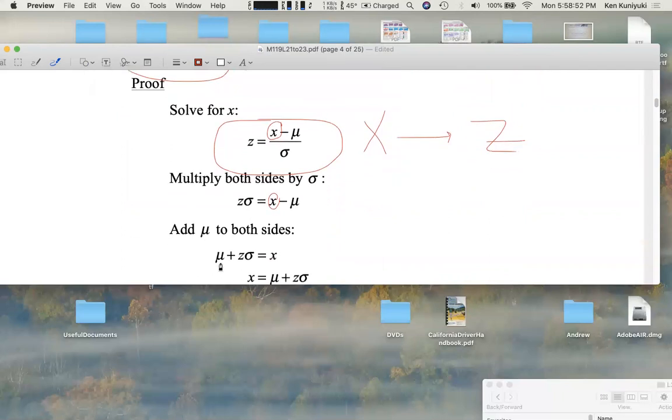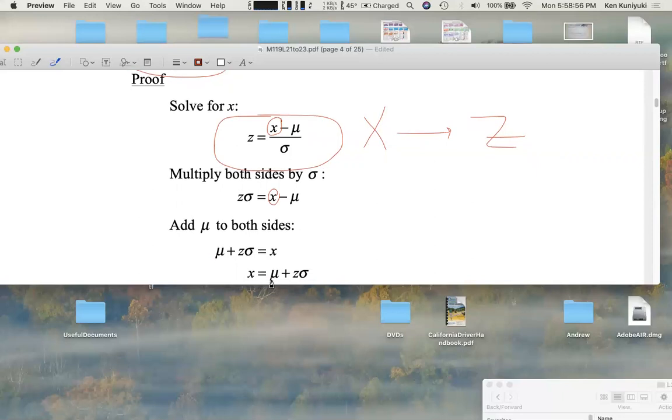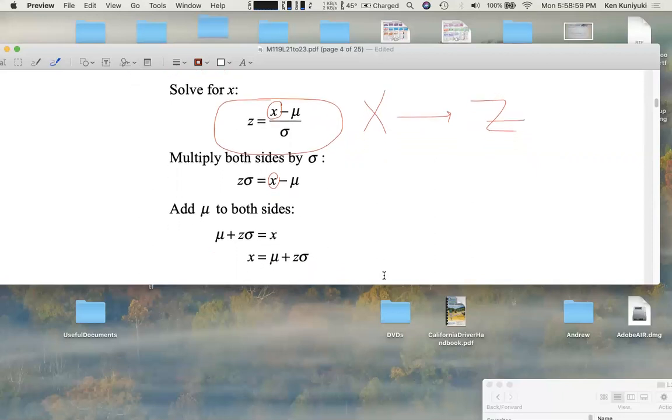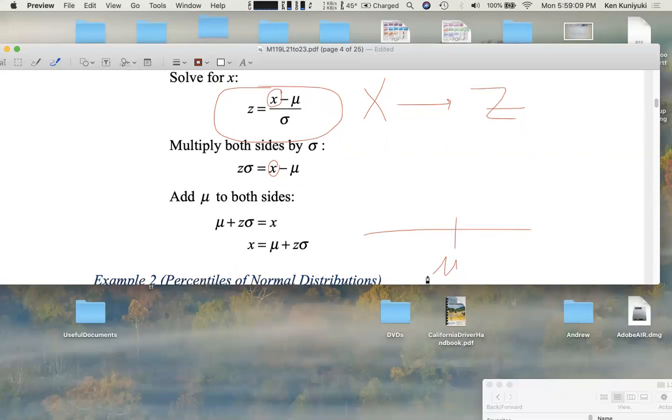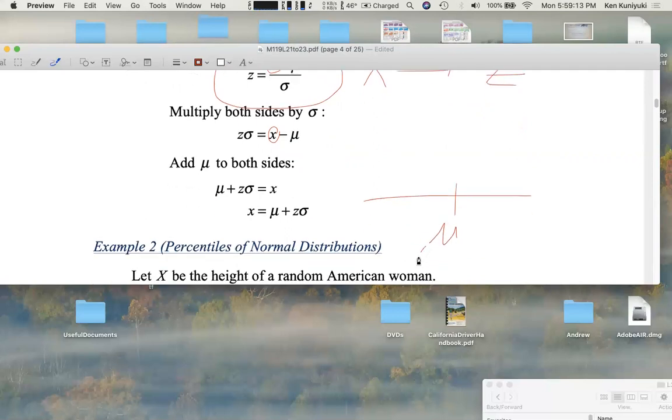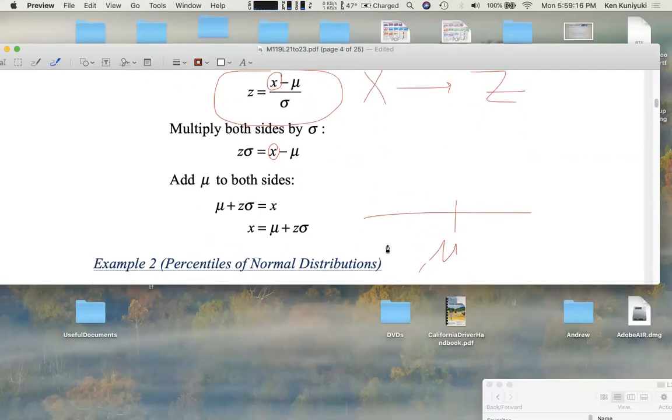I'll put it on the left here. Mu plus z sigma equals x. Turn it around. X equals mu plus z sigma. Which does make intuitive sense, because here's the idea. You're starting at the mean. Make the tail a little bit bigger. Okay? What happens if you walk z standard deviations away from the mean?